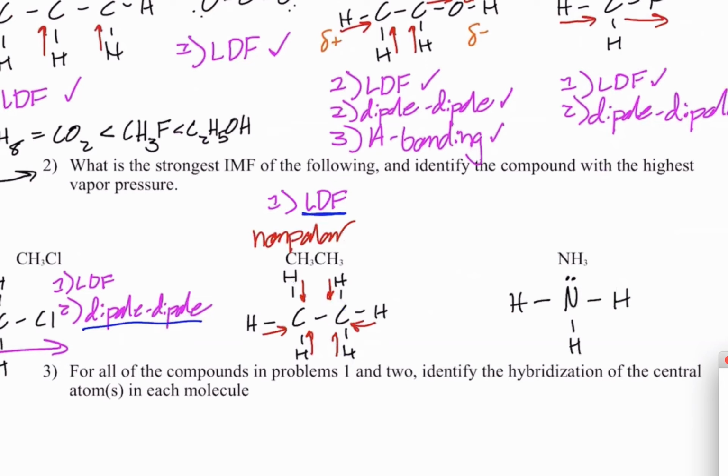So that looks like this. So first off, it is going to have London dispersion forces. Now let's see if it's polar. So you have to think about this in terms of its geometry. So let's redraw it with some wedges and lines. So that's going to look like this.